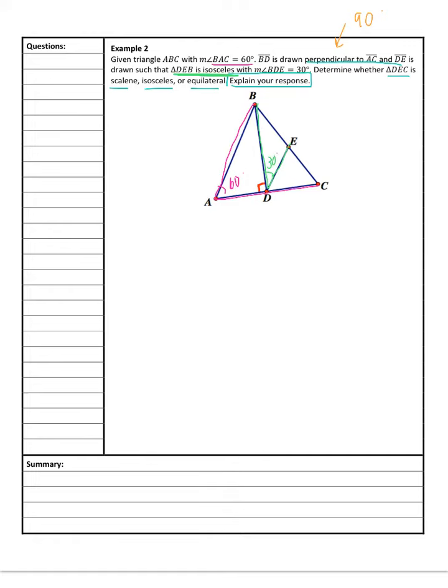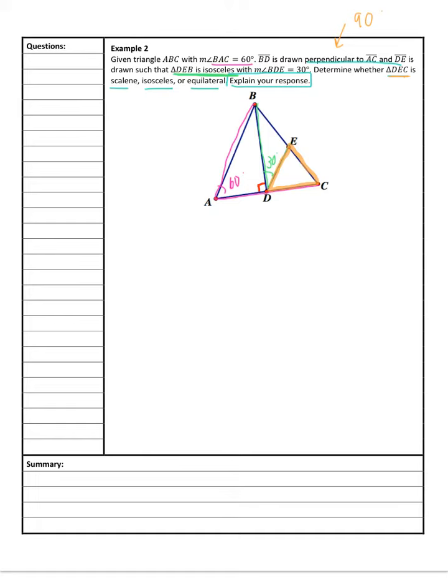Determine whether DEC is scalene, isosceles, or equilateral. So I'm going to first outline that triangle so I know that that's the one that I'm focused on in this problem. DEC. And we want to figure out if that's scalene, isosceles, or equilateral. So let's talk about what each of those vocab words mean, because at this point we've only talked about isosceles.